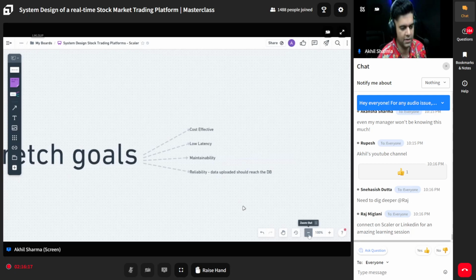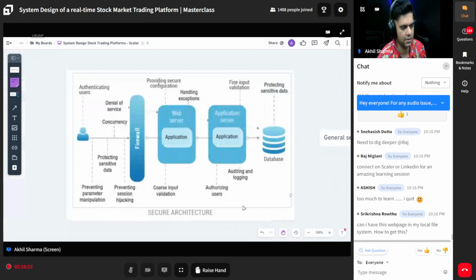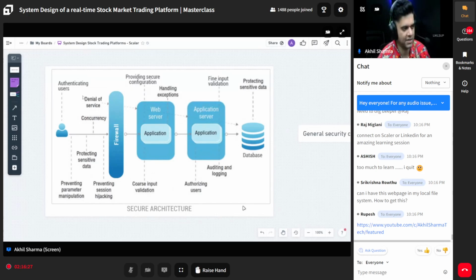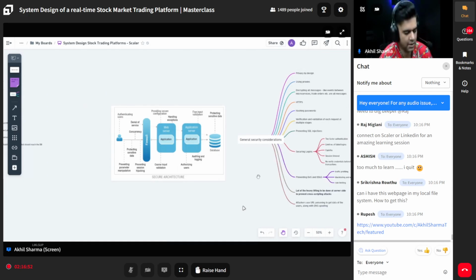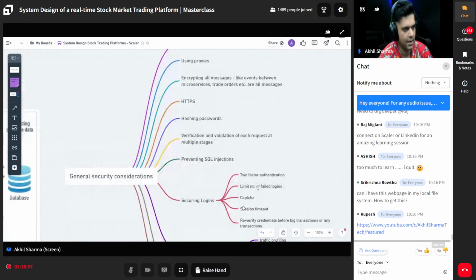Then you need some security considerations. For a secure architecture, I've shown you what privacy as a design architecture looks like. At every stage you want a layer of security. You want to protect sensitive data, prevent session hijacking, have fine input validation, auditing and logging, and authorizing users, ensuring only the right users get in. This is privacy as an architecture, basically called privacy by design.